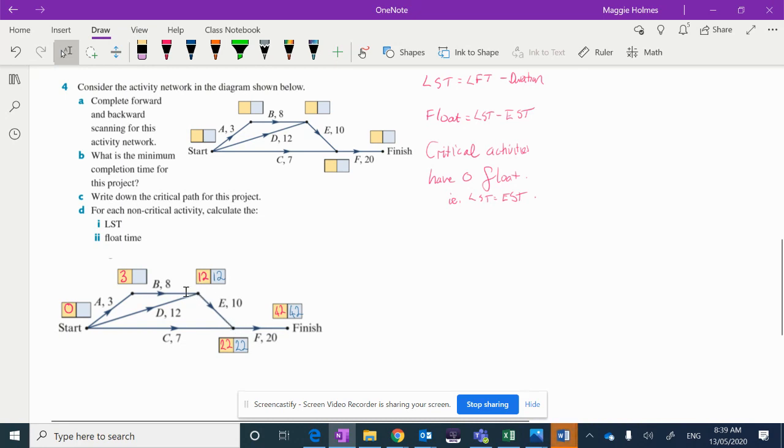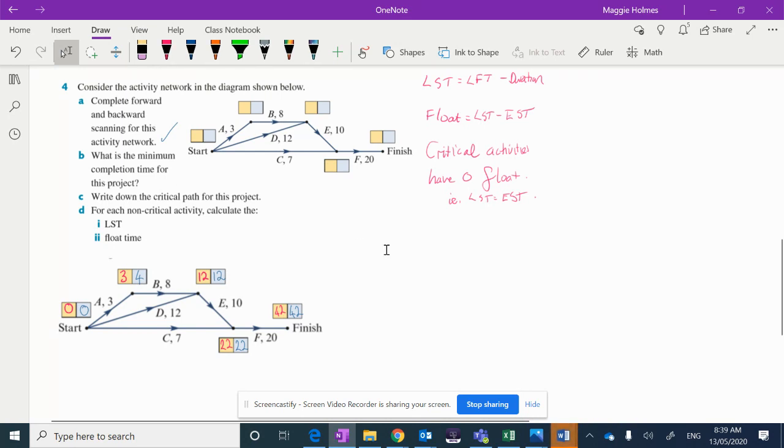Okay, moving back again, if B takes 8 and it has to be finished by 12, that means that A has to be finished by 4 for that to happen. And coming back here, again, we have 2 paths coming into the start here. So the start has to be finished again by 0 so that this D can be finished by 12 here. All right, so that was our backward scanning for the network and forward scanning.